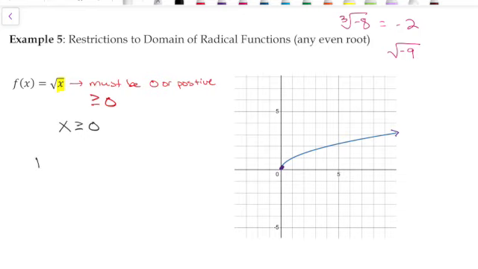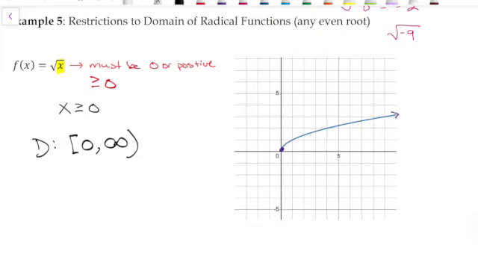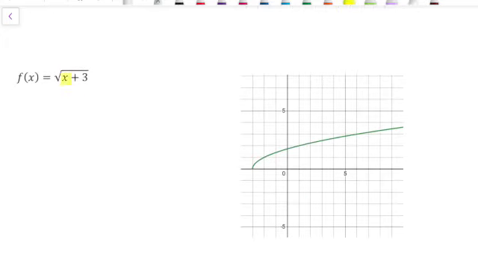Now we need to put the domain in interval notation. Okay, so greater than or equal to 0 is said like this, 0 to infinity, like that. Now look at the picture. Does that match what you just wrote? Hopefully it does. Okay, so that's how you think these through. It must be 0 or positive, and the key is to write this thing underneath is greater than or equal to 0, whatever that thing is. So let's look at something that's a little different. And so that thing underneath the radical sign this time is x plus 3.